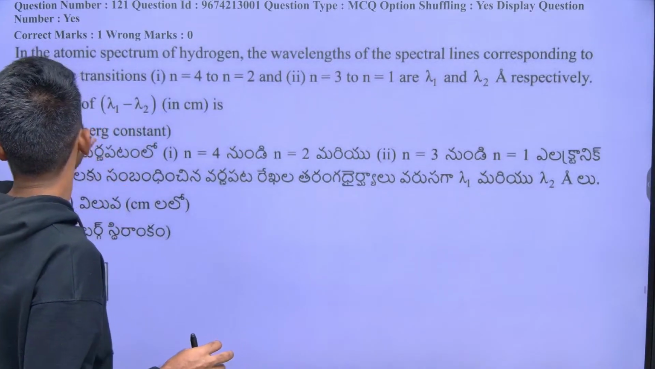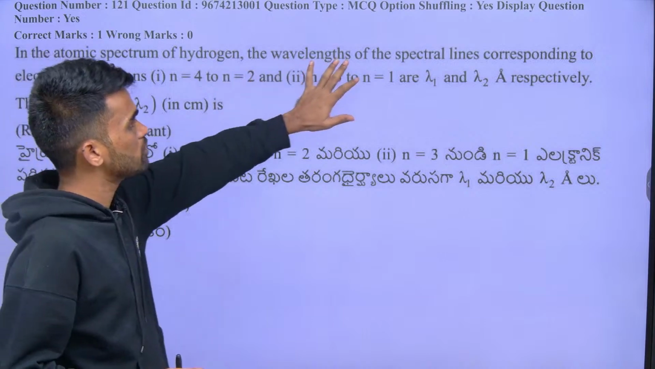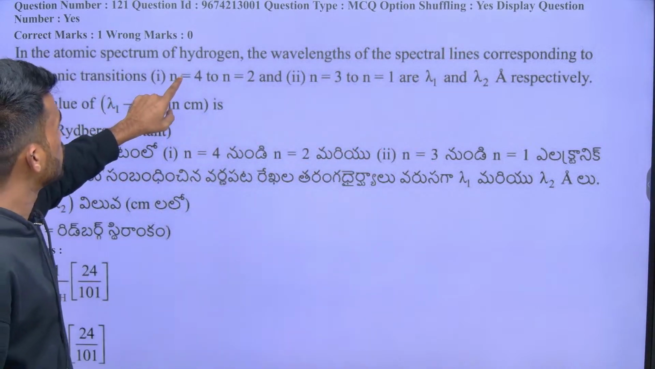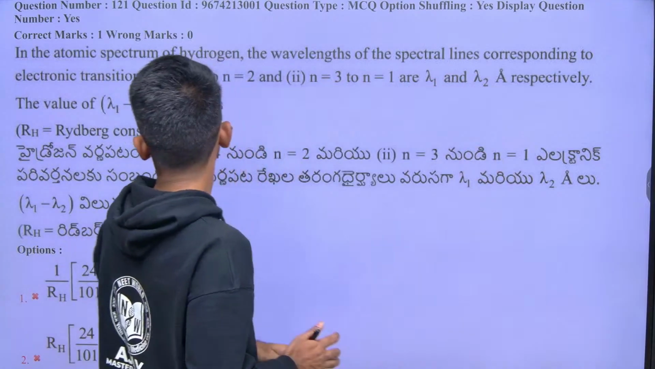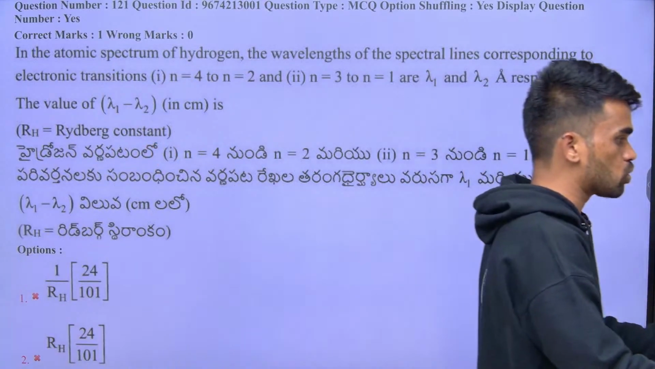The first question here: in the atomic spectrum of hydrogen, the wavelength of spectral lines corresponding to the electronic transition from 4 to 2 and 3 to 1 are lambda 1 and lambda 2 respectively. The value of lambda 1 minus lambda 2. This is what the question is asking.